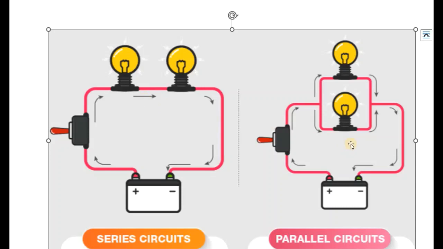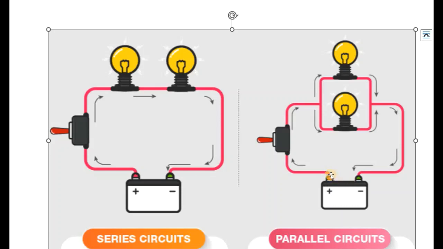Now, looking at the circuit on the right, this is a parallel circuit, and the difference between parallel and series is that the total current is not passing through all the components. There's a split somewhere in the circuit where the current is divided. And let us follow the current to find out where that happens.